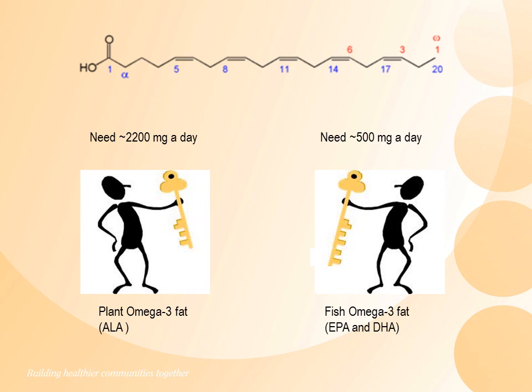We need about 2,200 milligrams a day of the ALA, the plant omega-3, and about 500 milligrams a day of the fish omega-3. And as far as the debate about EPA and DHA, they do different things. DHA is critical for the eyes and the brain. EPA is the one that gets turned into all the anti-inflammatory compounds in your body. Your body takes that EPA, modifies it here and there, and turns it into keys that turn on and off different things in your body, like turning off inflammation.